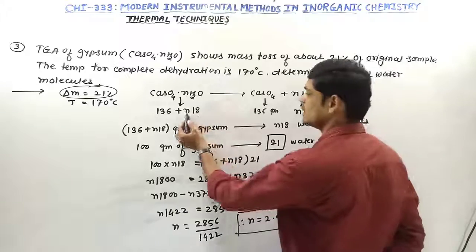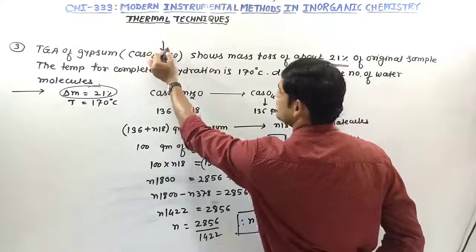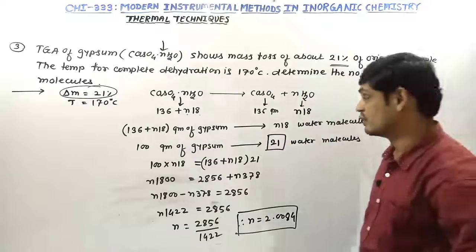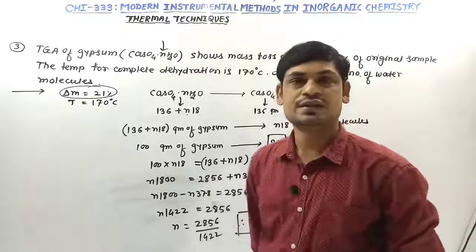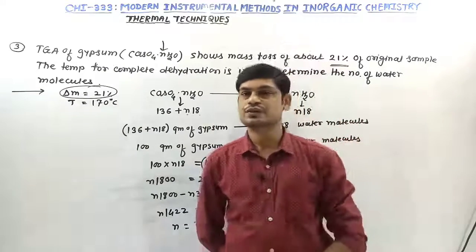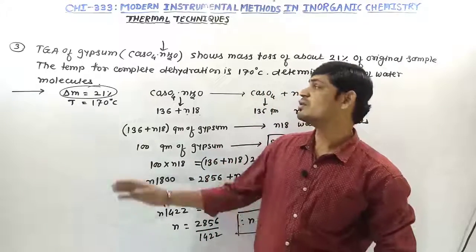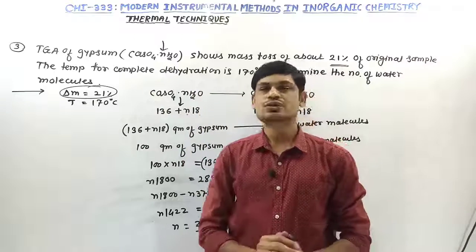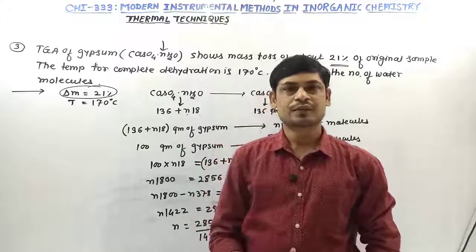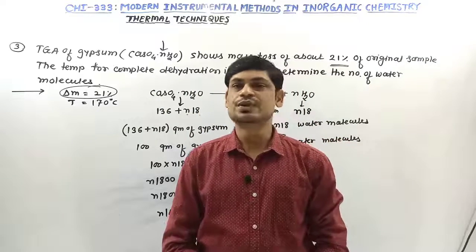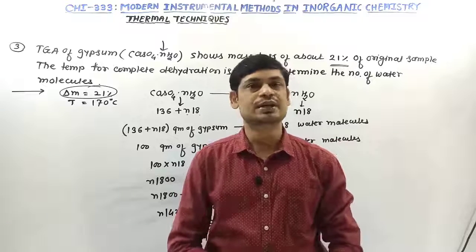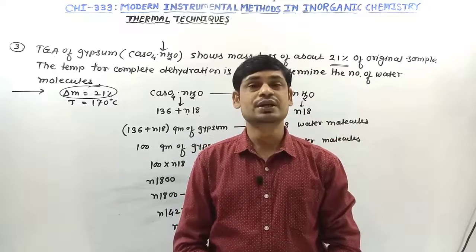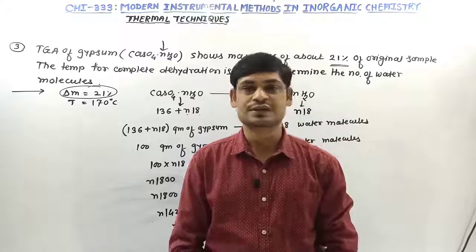What is this n? n stands for the number of water molecules in the gypsum, and we have to calculate the same. Determine the number of water molecules. So your answer is that 2 water molecules were there. So our given gypsum was calcium sulfate dihydrate. So students, in this way, we finish our first session of this chapter, that is the thermogravimetric analysis. In our next lecture, we will discuss differential thermal analysis. Thank you.